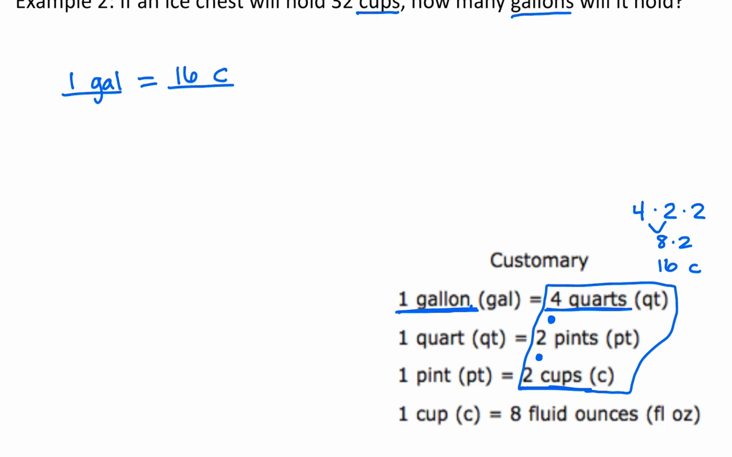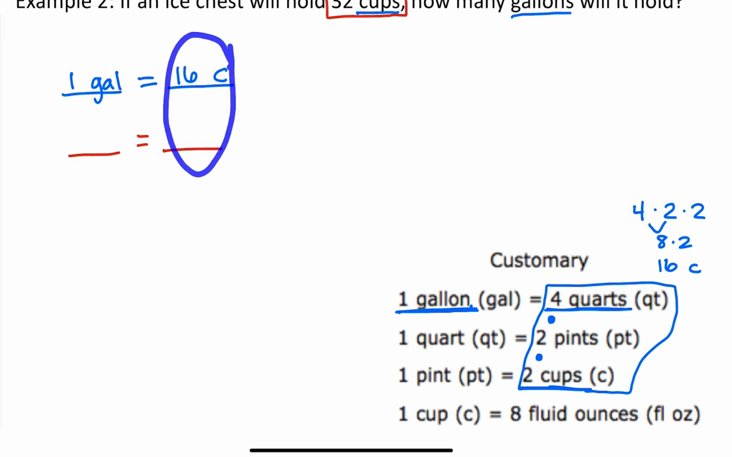My next step is to pull from the question. The question says 32 cups. So when I rewrite my new one, I'm going to be on the cups side, which is over here, 32 cups. So 32 cups is question mark gallons, and then I solve it.